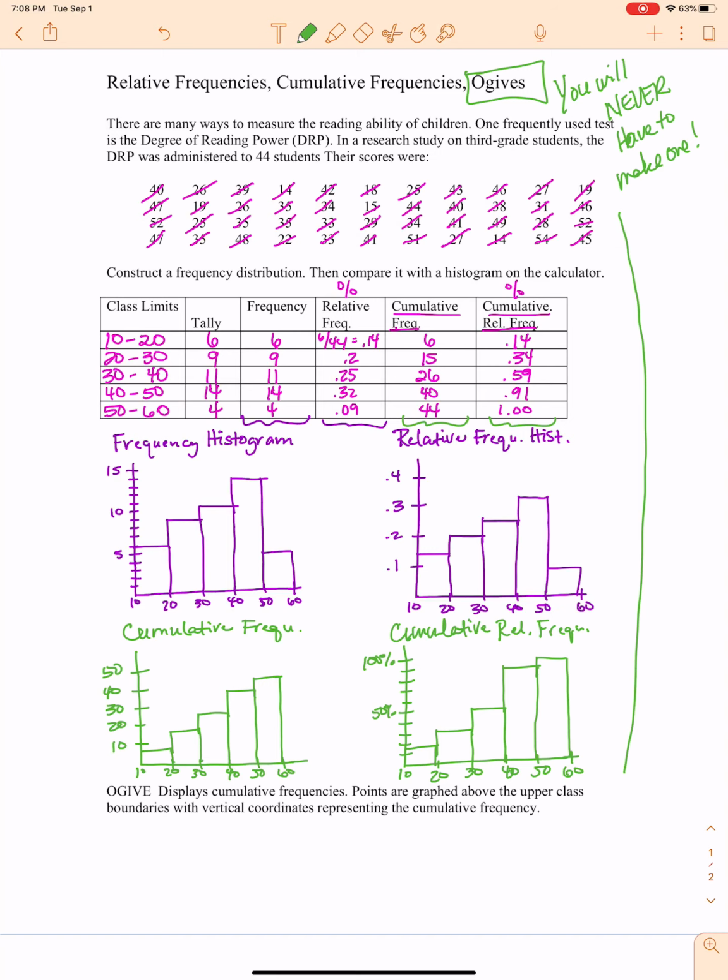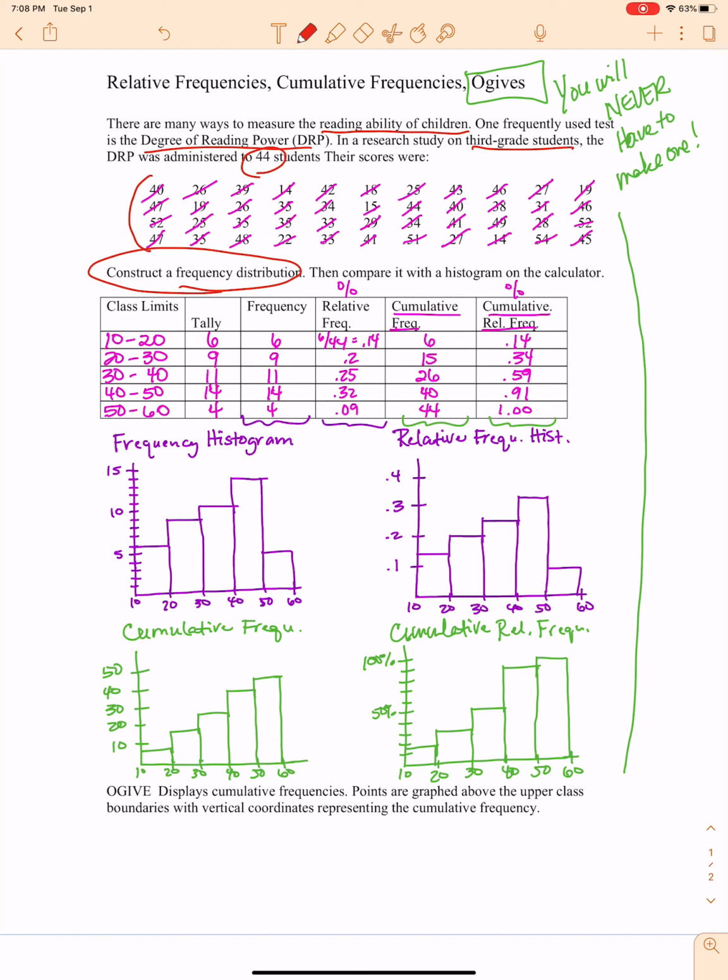Okay, so let's just go through here some information. The first thing I did was construct a frequency distribution. That's what this is right here. And the data that I'm given, this is to test the reading ability of children. It is called the degree of reading power, or the DRP test. And these data pieces are third graders. There are 44 of them. So these are their scores on this DRP test. All right, so what are we going to do with this?